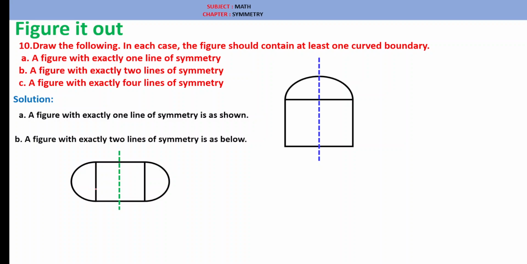On the right side and left side we have the curved boundary. And this has two lines of symmetry. One is a vertical line, the second one is a horizontal one.